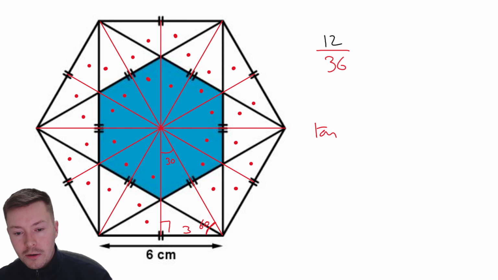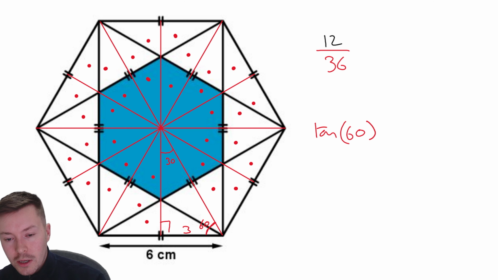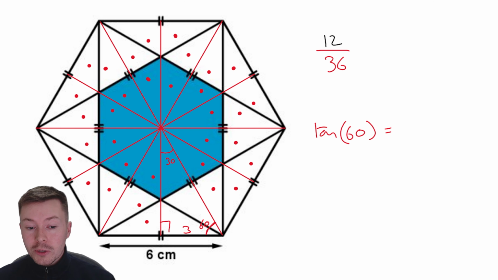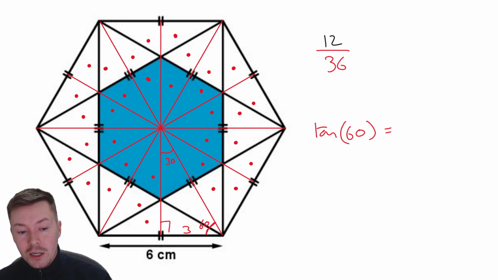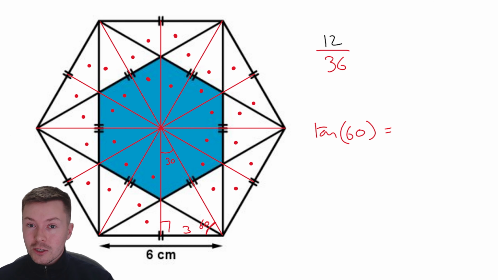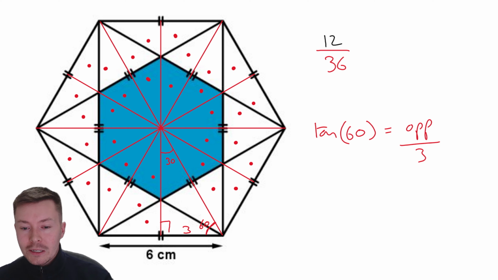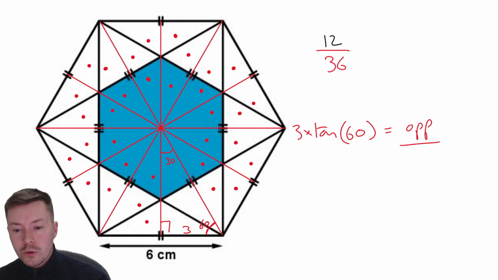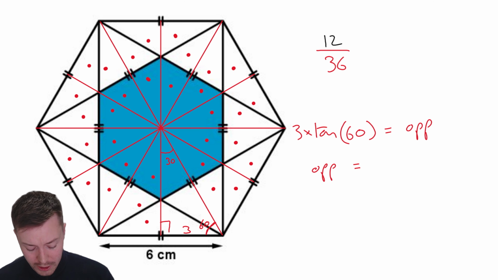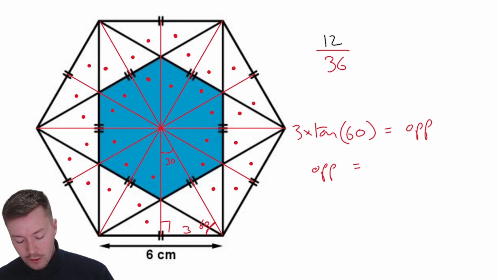Right, so tan, let's go with 60. Tan 60 is equal to, well, tan is opposite over adjacent. If I'm using the 60, the opposite is going to be the perpendicular height, over, I'm leaving this fraction here purposely for later, so I haven't forgotten about it. Tan 60 equals opposite over adjacent. Adjacent is the 3, so that means that 3 times tan 60 is equal to the opposite. That gives us an answer for the opposite of 3 times tan 60, which is 3 root 3.